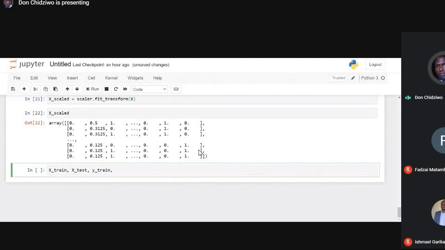X train, X test, y train, y test equals train test split, X scaled comma y, test size equals 0.2.